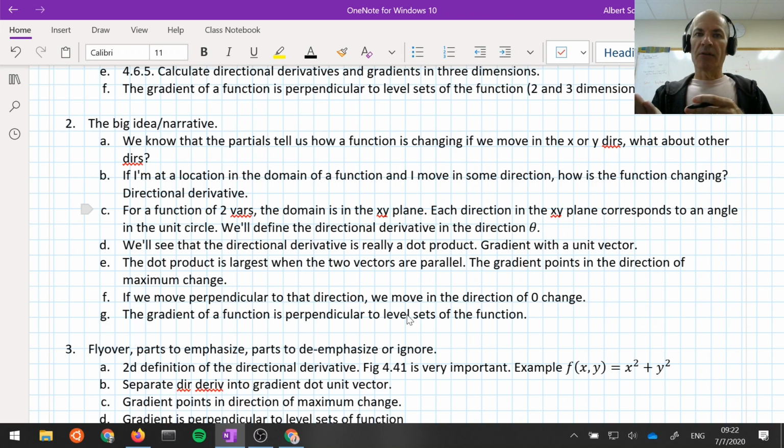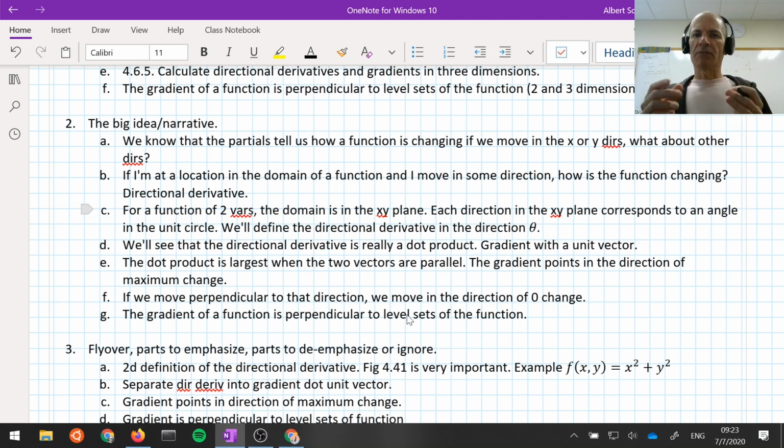And we discover that the gradient actually points us in the direction of maximum change. If we move perpendicular to the gradient, that's the direction of least change. In fact, it's the direction of zero change. What's really amazing about that is we discover that, remember how we defined level sets earlier?